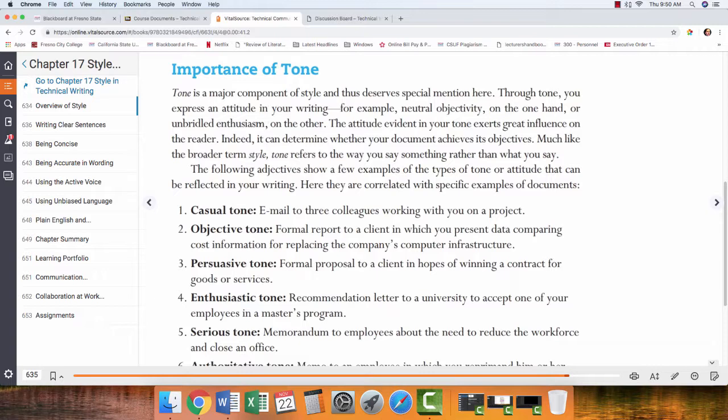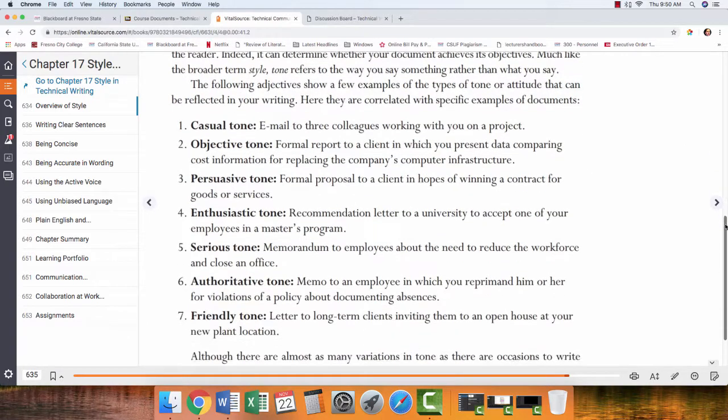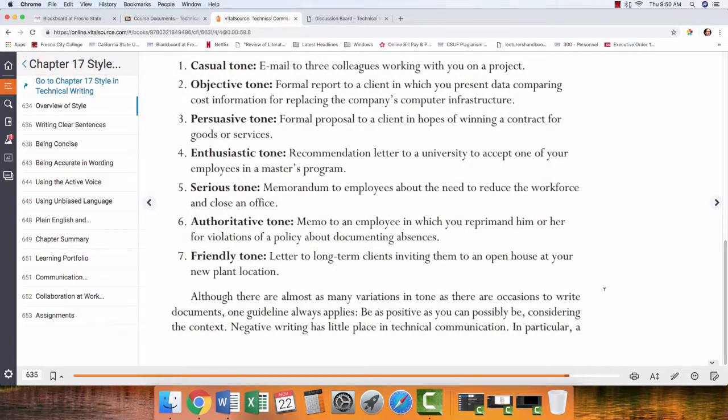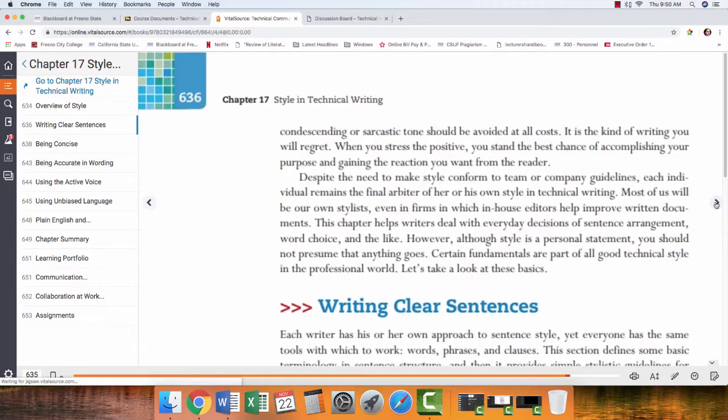Okay, so the chapter talks about tones: casual tone, objective tone, persuasive tone, and these are very good things to know because you want to convey the right sort of personality in your documents for any given situation. Sometimes you should sound authoritative, sometimes you should sound friendly. It will depend on what the situation is and who you're speaking with, and what your purposes are.